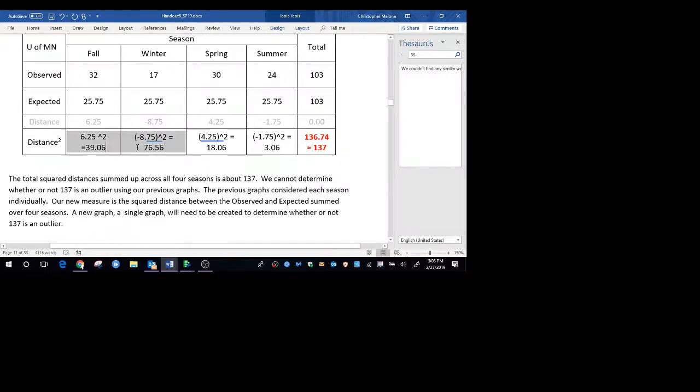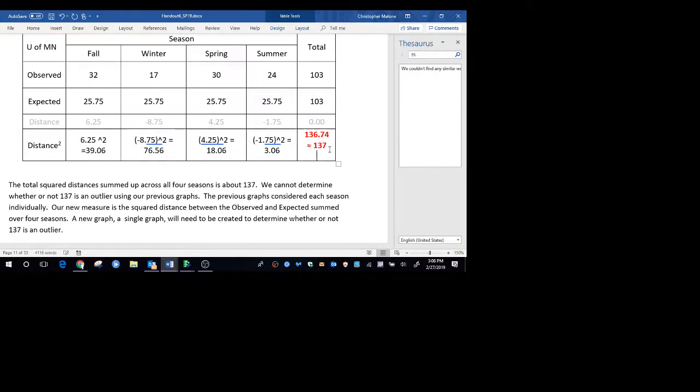And now I'm going to just sum all of those up across all of those groups, and I get a value of 137. So this is what I'm going to call now our data value. It's not really the data value because my data values are 32, 17, 30, and 24. However, I had to go through this process of condensing all of my data down to a particular number. Again, I'm doing that so that I can create a single pyramid. And in this case, that single number is 137.